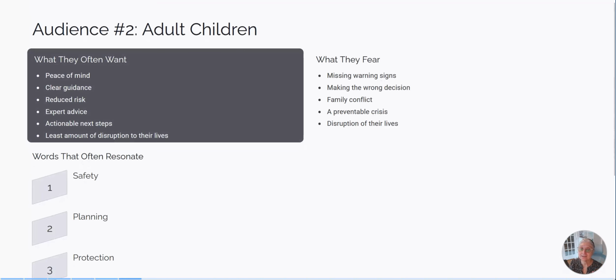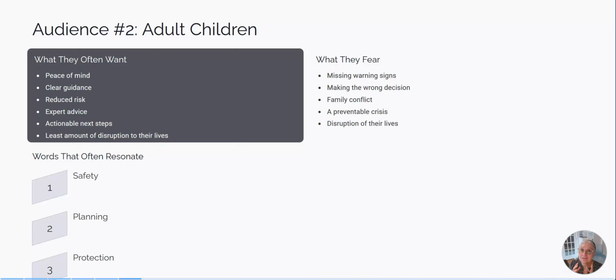Now, for adult children, what they often want is peace of mind, not only for themselves, so they don't have to worry, but for their aging parent as well. Clear guidance, a step-by-step, what do I do next? What now? Reduced risk of everything, of falls, of fires, of accidents, everything. Expert advice from professionals, actionable next steps, which are basically clear guidance. It's really kind of the same thing. And the least amount of disruption to their lives, because they already have existing lives. They have children, they have families, they have jobs, they have hobbies and volunteer work and whatever.